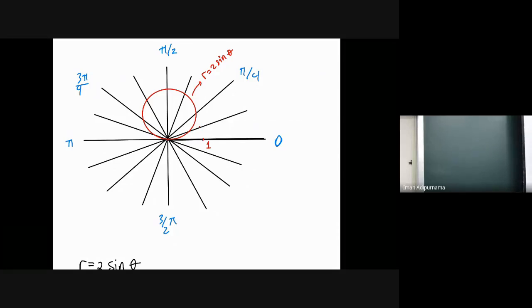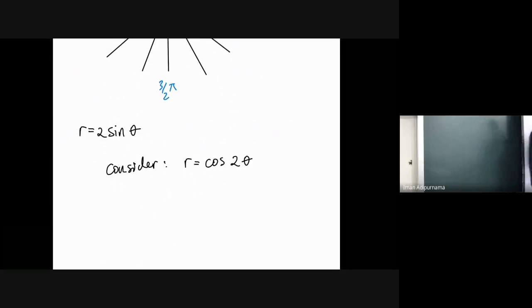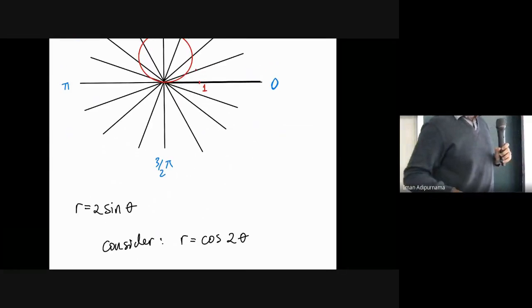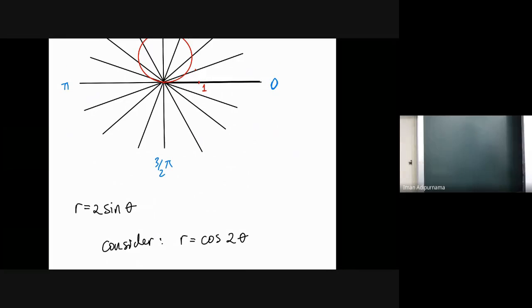Now we change the equation from 2 sine theta to cosine 2 theta. With the same implementation, we try to make a new polar curve from this cosine 2 theta. What does your graph look like? Yeah, good, one student got it right. Can you tell these students what this looks like? Yeah, like a flower with 4 petals.